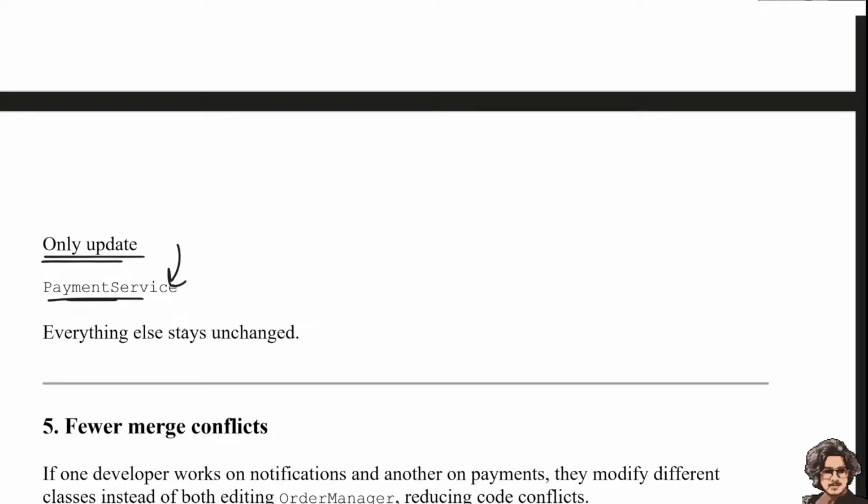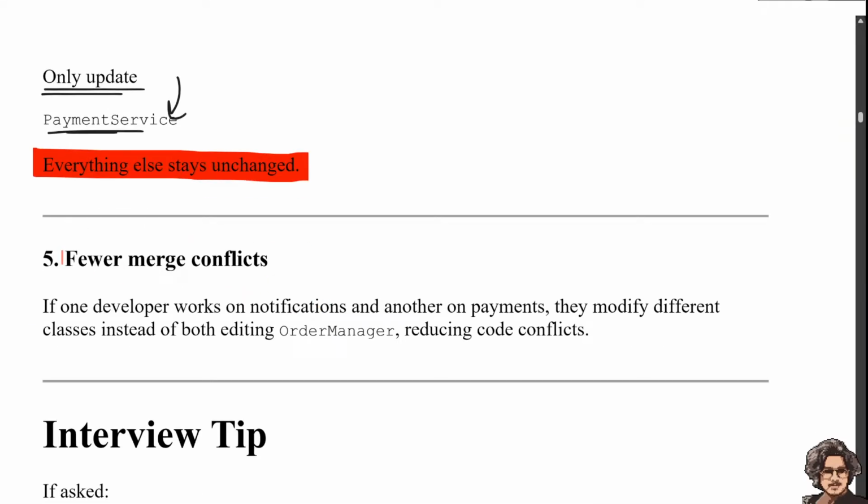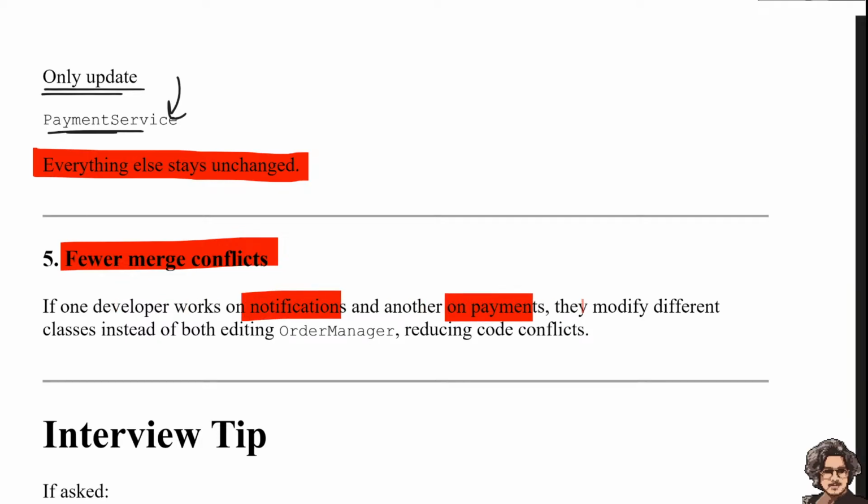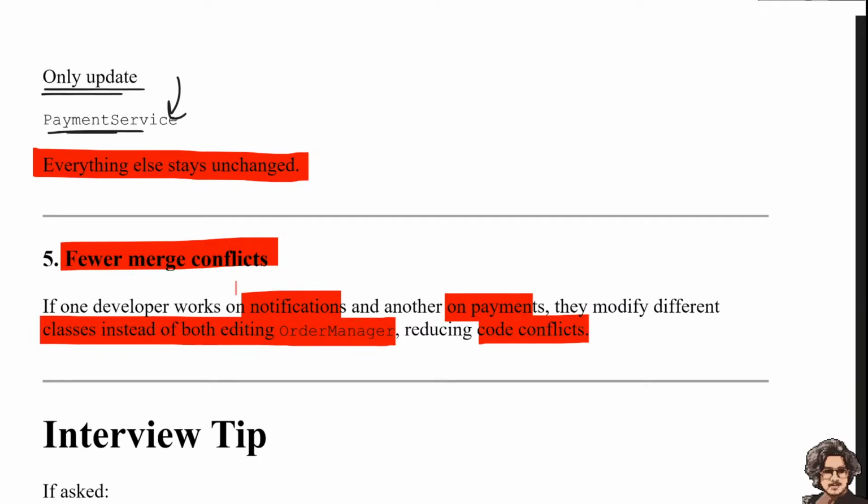Everything else stays unchanged, so fewer merge conflicts happen. If one developer works on the notification and another works on the payment, they modify different classes instead of both editing the order manager, which reduces code conflicts. So it will help on the production side.